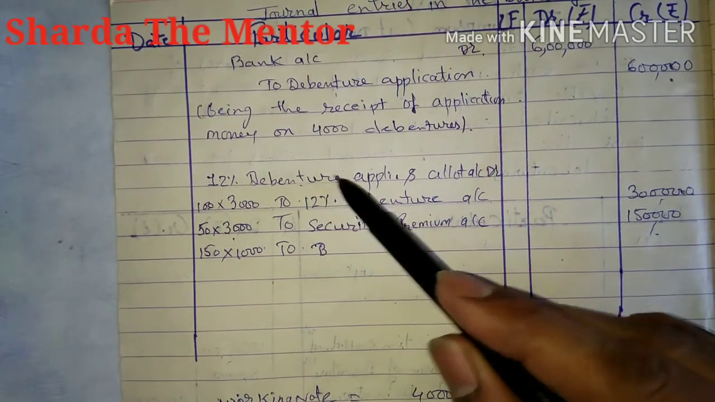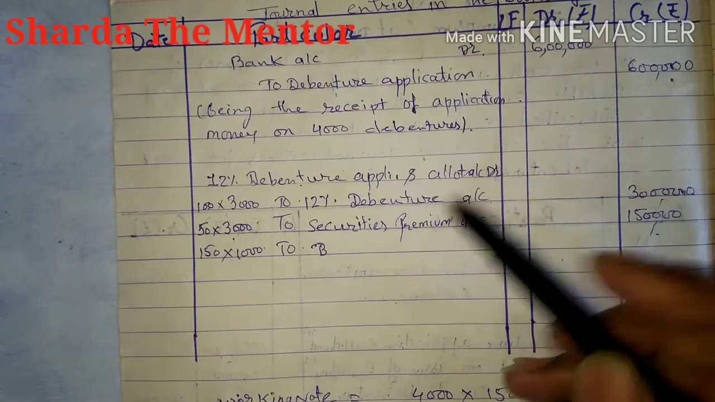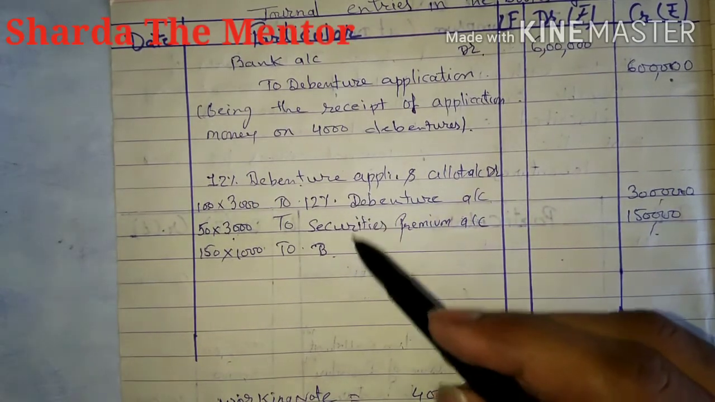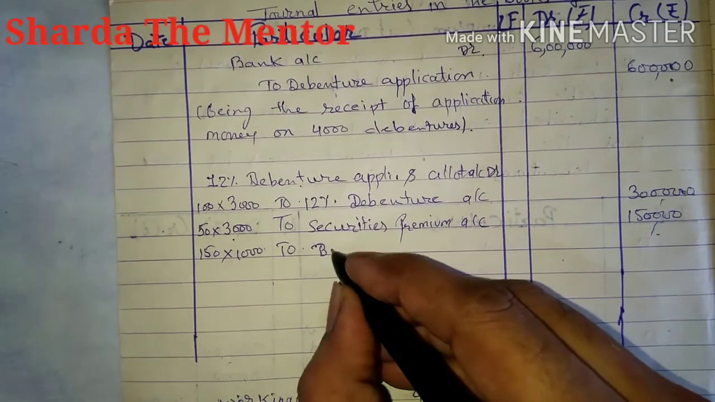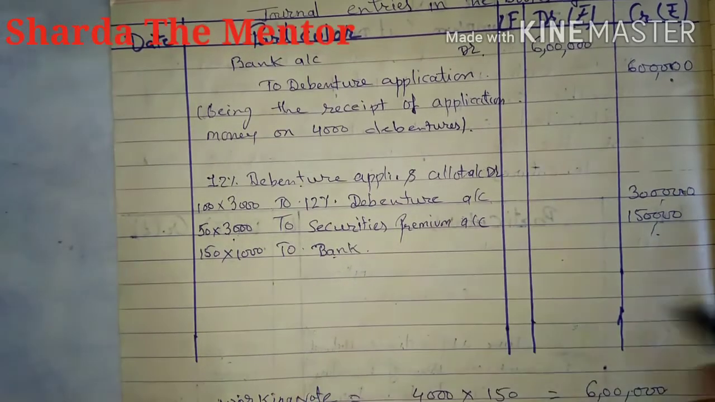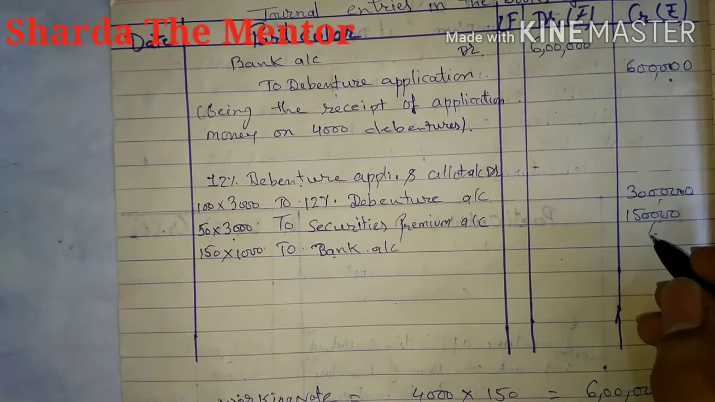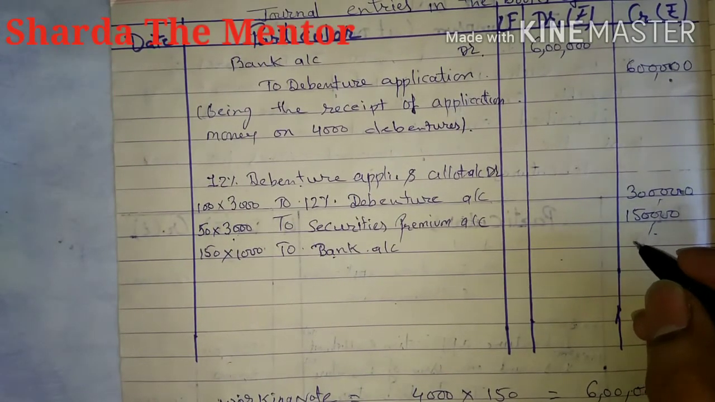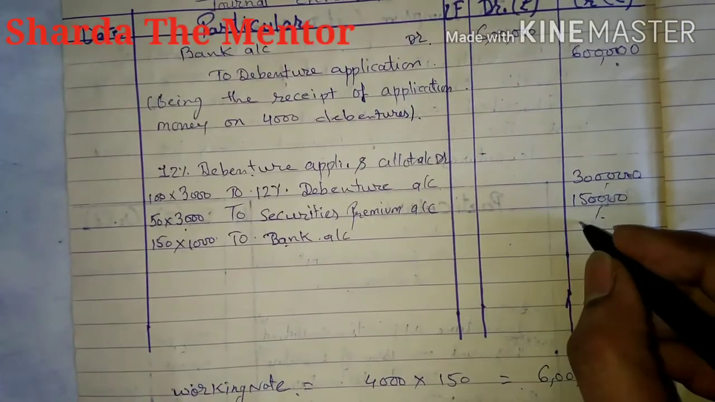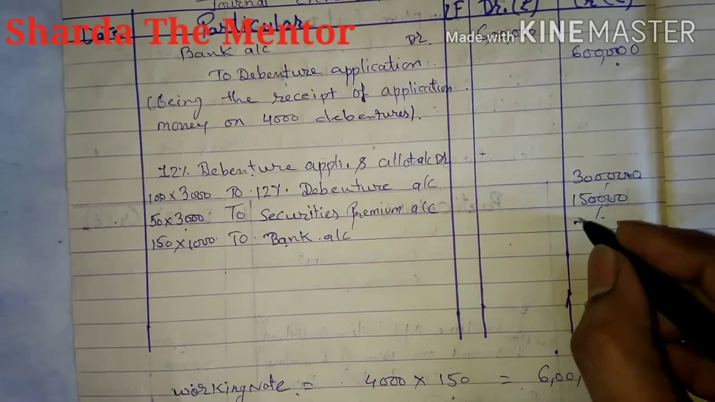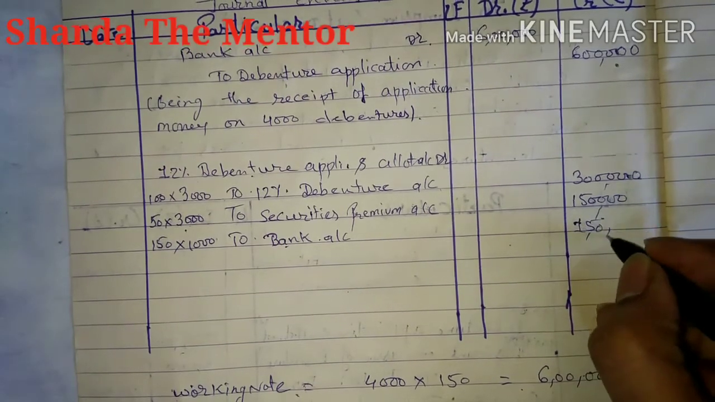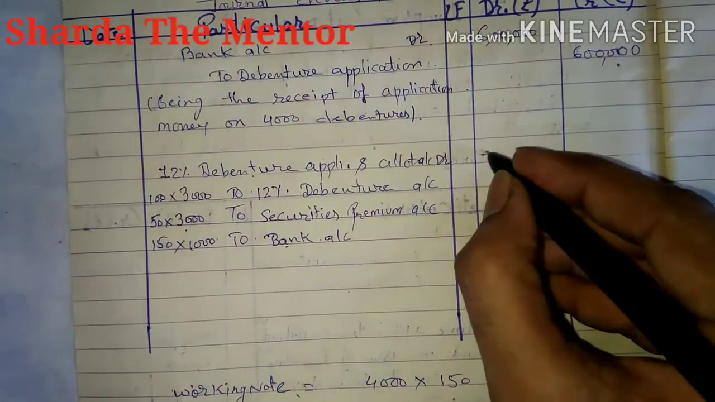In the earlier question we passed a separate entry, which means we can also pass the entry 12% debenture application and allotment account debit to bank, but we can also pass a compound entry for that. So here we are passing the compound entry. I am mentioning here that in the previous video we passed the separate entry, but you can also pass the compound entry. So that amount will be around 1,50,000.